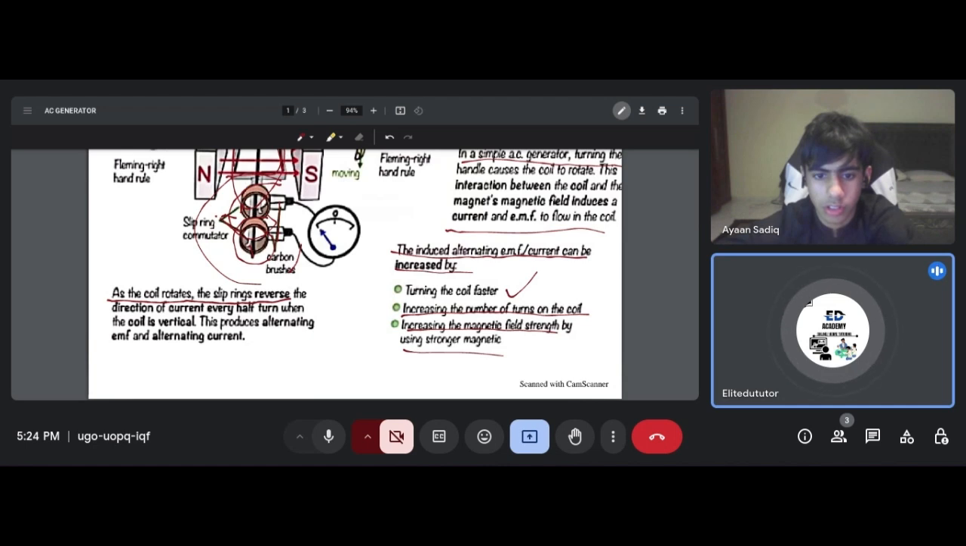By turning the coil faster, the coil is rotating, so just turn the coil faster. For example, if in 1 minute it takes a half turn, in that 1 minute you give it two turns, it will increase its speed. And increasing the number of turns on the coil is also the best method. And increasing the magnetic field strength by using a stronger magnet. For example, if you place a magnet that has a very strong magnetic field, a strong force of attraction, then it will produce a larger current.